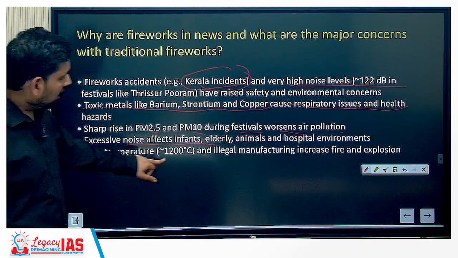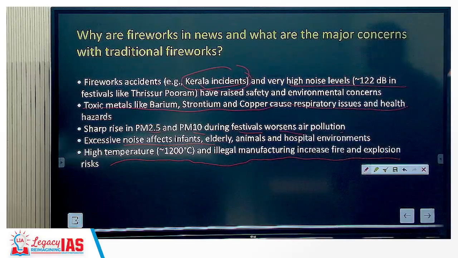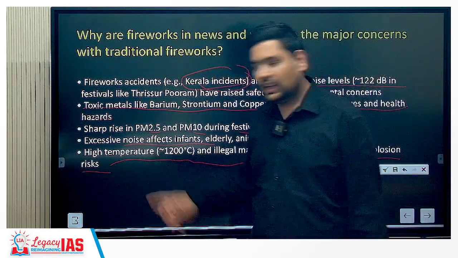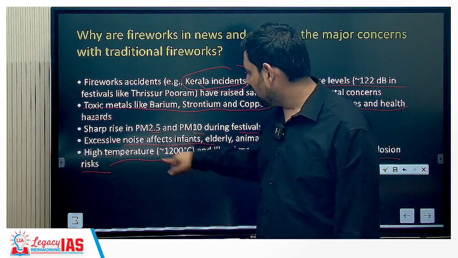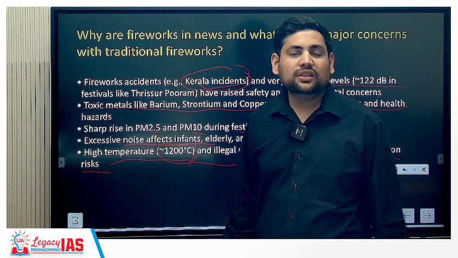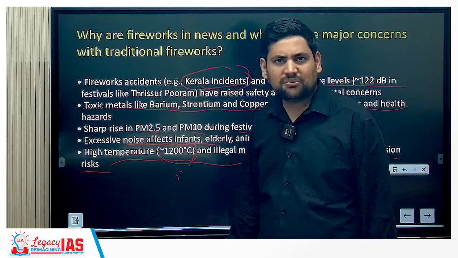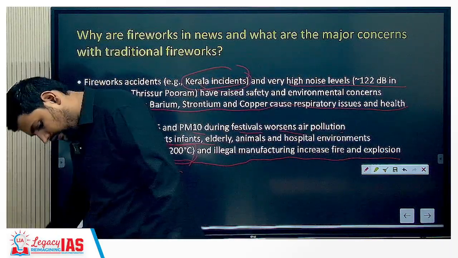Then high temperature, around 1200 degrees Celsius, and illegal manufacturing increase fire and explosion risk, because when they burn, they consist of very high explosives, so they can reach temperatures like this. That's why if anybody is hit with any of these, they sometimes even die, because these are very high temperatures. So these are the issues with traditional firecrackers.